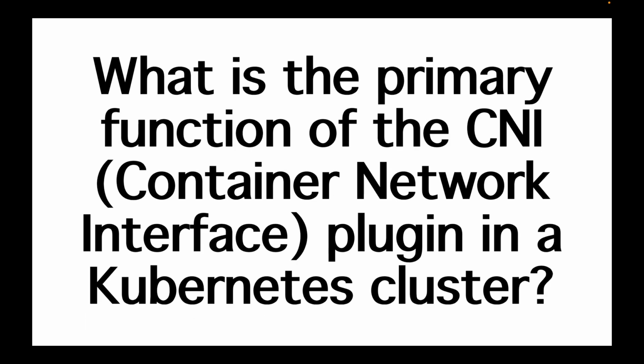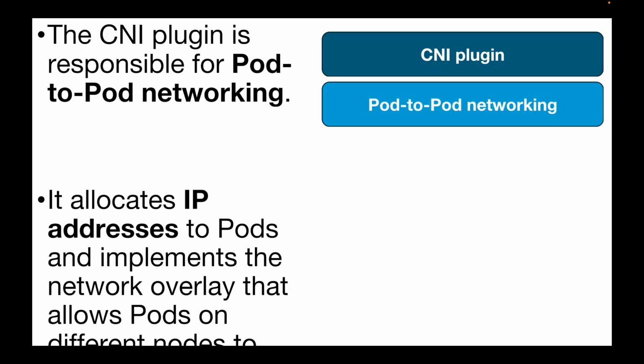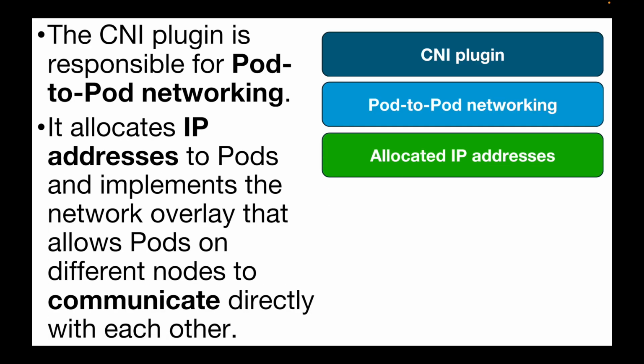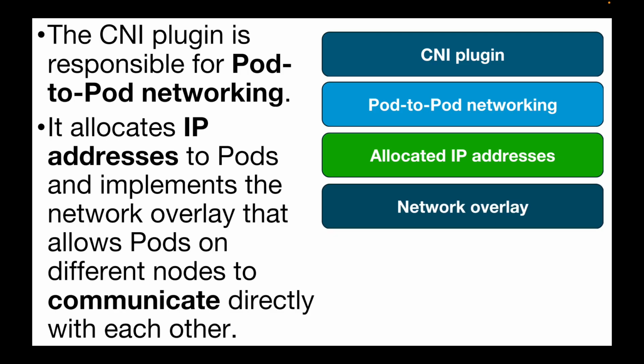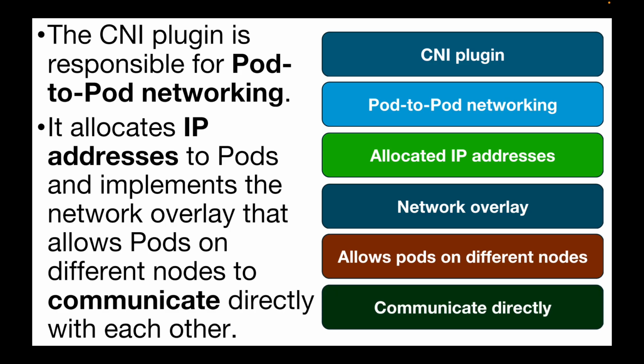The next question we have is, what is the primary function of the CNI, Container Network Interface plugin, in a Kubernetes cluster? So the CNI plugin is responsible for pod-to-pod networking. It mainly allocates IP addresses to pods and implements the network overlay. And this allows the pods on different nodes to communicate directly with each other. So basically, your CNI plugin is the networking component, and it is responsible for your pod-to-pod communication. Think of it as a single network where all of your pods are implemented, and that allows your pods to talk to each other.